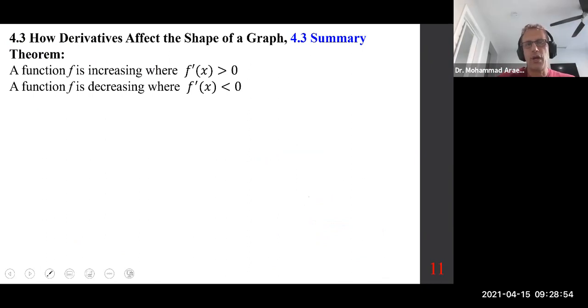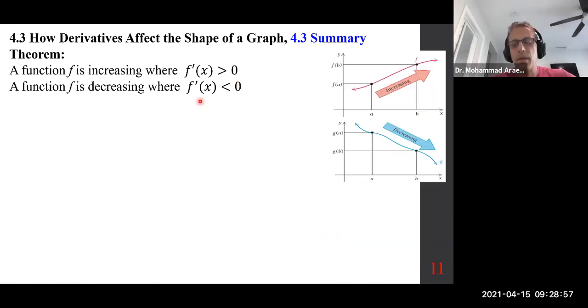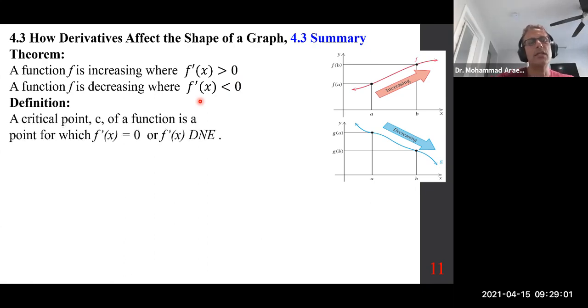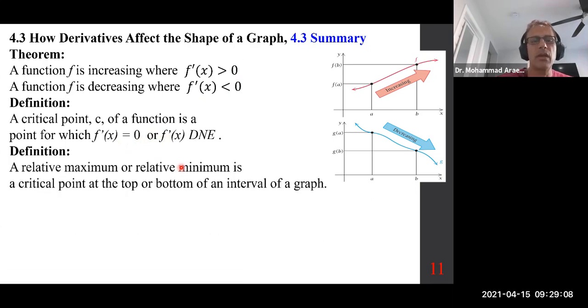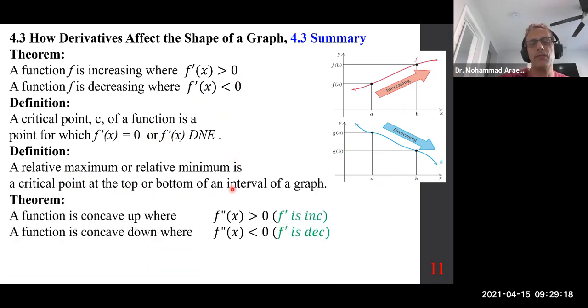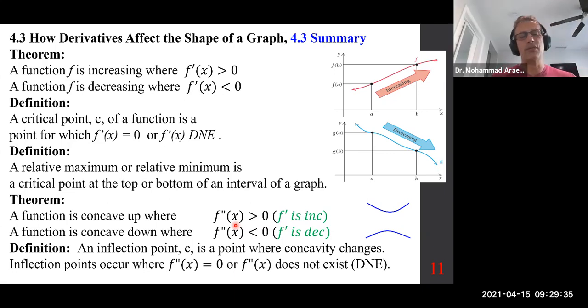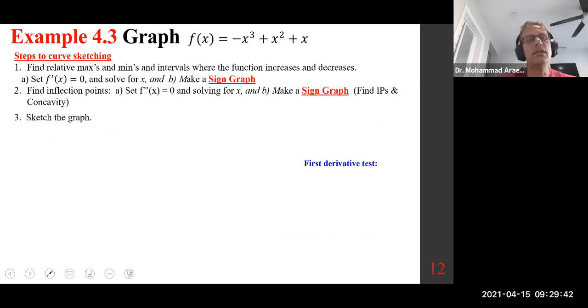I want to quickly look at the last question, graphing. The function is increasing where f prime is positive, decreasing when f prime is negative. A critical point, as was mentioned, you find f prime set equal to 0 or f prime doesn't exist. When you look at the top or the bottom, peaks and valleys, you end up with local extrema. A function is concave up where f prime is positive. That means f prime is increasing, and concave down where f prime is negative or f prime is decreasing. An inflection point is where concavity changes. So you have to find f double prime and do a sign graph on that. So what do we mean by that? Let's look at this example.